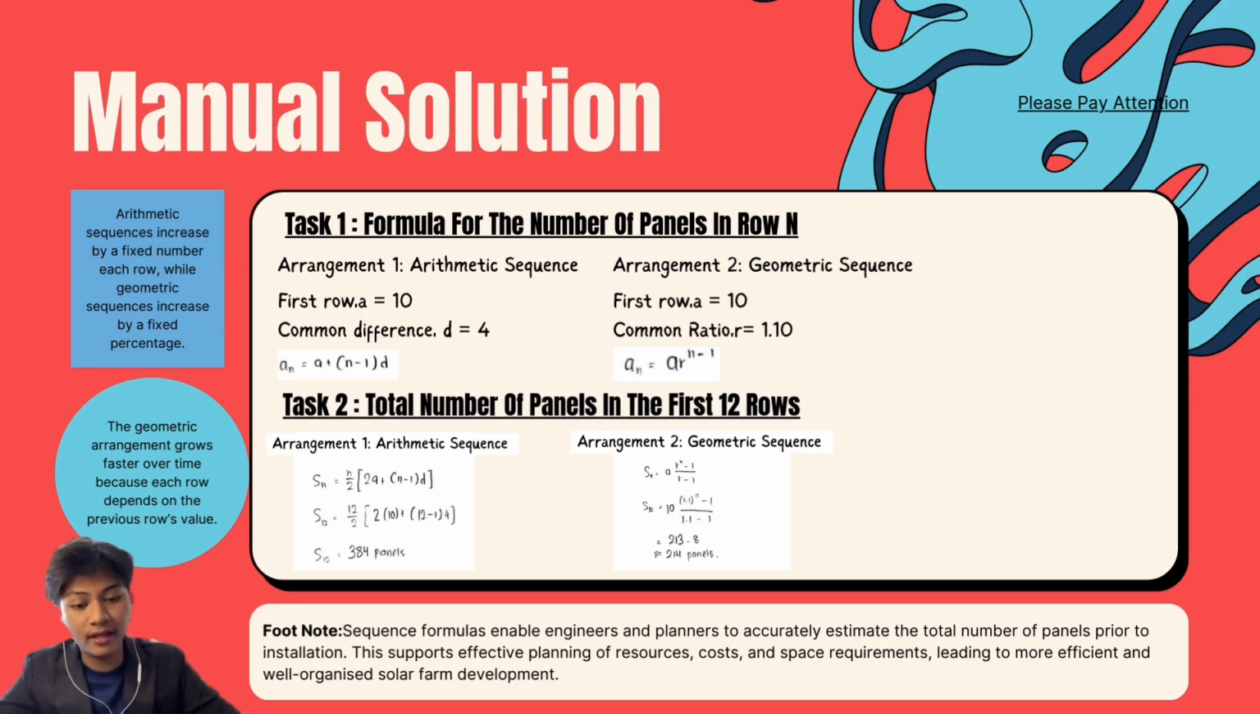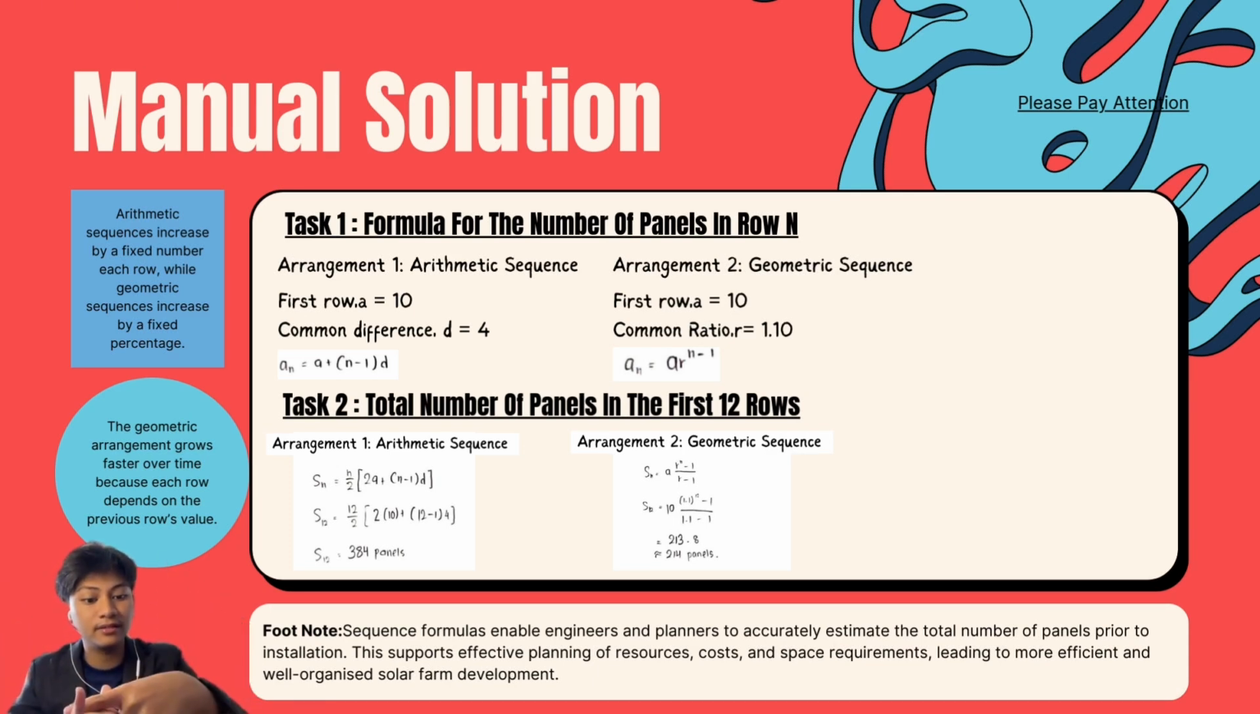The given formula is Sn equals n divided by 2, bracket 2 times a plus bracket n minus 1 bracket times d. We have to substitute everything in. n is 12, as we want to find the first 12 rows, a is 10, and d equals 4. After substituting everything, we end up with 384 panels in rows 1 until 12. Basically it combines everything from 1 till 12.